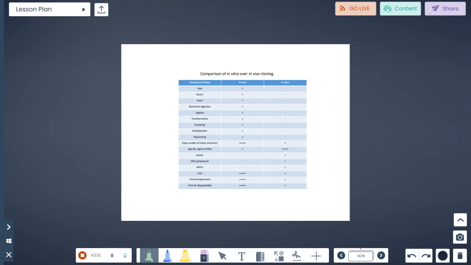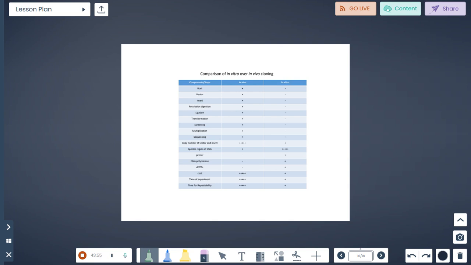And when you get the product, your product is also contaminated with the vector sequence. So a specific region will be cloned. Here there is no primer involved, there is no DNA polymerase involved, dNTP is involved, but the cost is very high. The time taken for the experiment will be more, and the time for repeatability will be more, but it will be very accurate. That is with in vivo cloning.